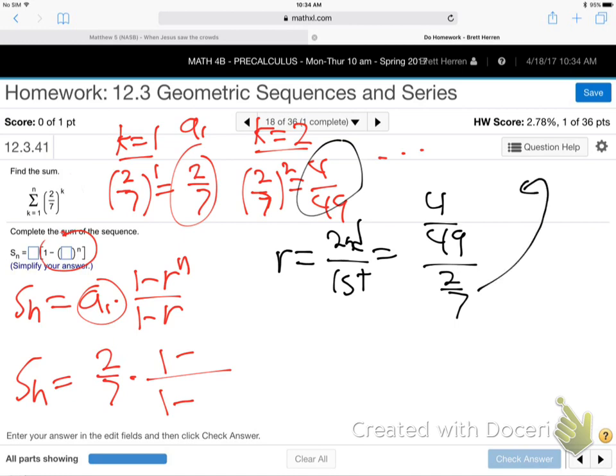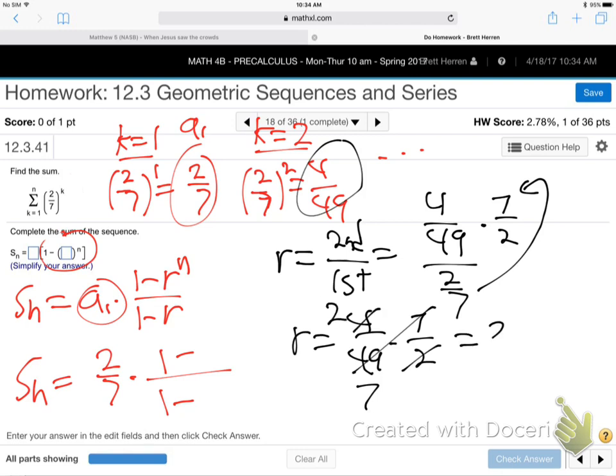Take this guy and flip it up like a high diver, upside down, like that. So it's 4/49 times 7/2. 7 goes into 49 7 times, 2 goes into 4 2 times. It is indeed 2/7. So A1 is 2/7, and the ratio is also 2/7. So just multiplying by another 2/7 every time. So this is 2/7 to the n over 2/7.